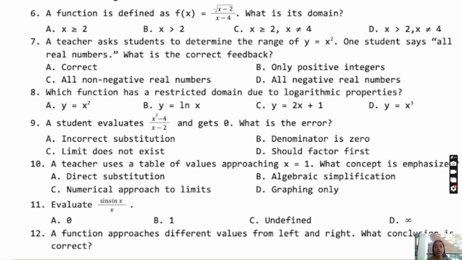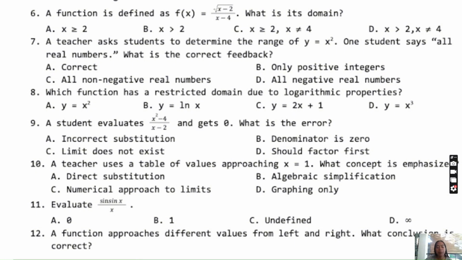So number 7, we have this question. A teacher asks students to determine the range of y is equal to x squared. One student says all real numbers. What is the correct feedback? So the correct answer is letter C, all non-negative real numbers.